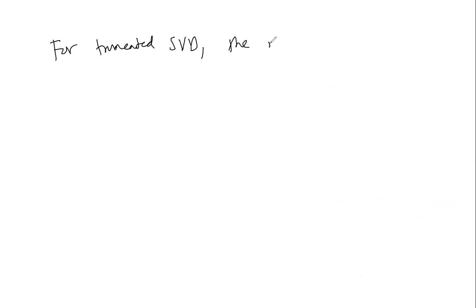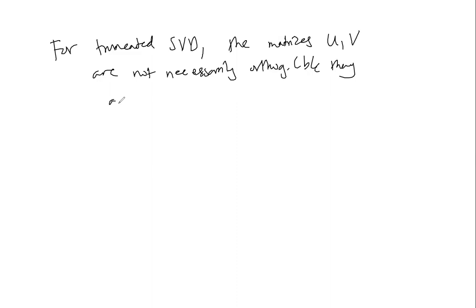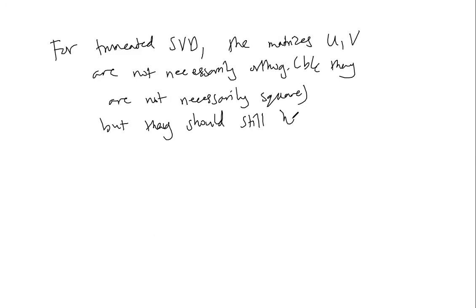So in general, for truncated SVD, the matrices U and V are not necessarily orthogonal because they may not be square. But they do still have orthonormal columns. So you should still have the identities.